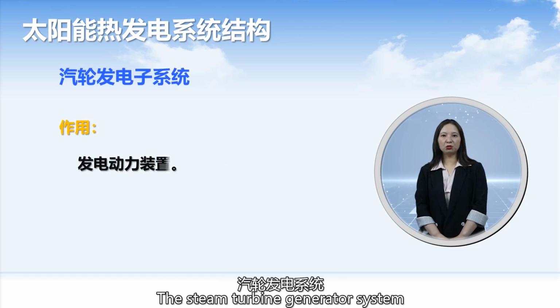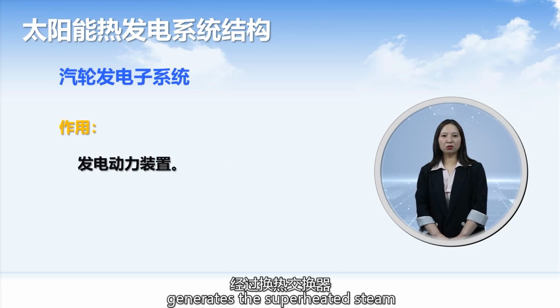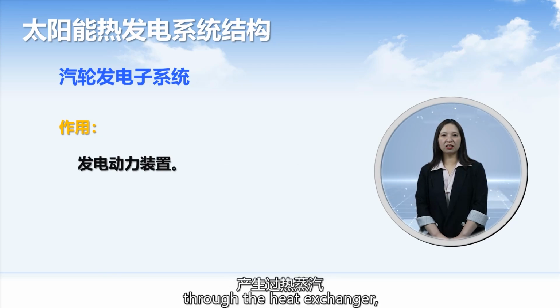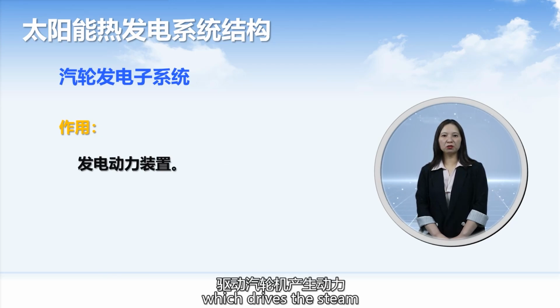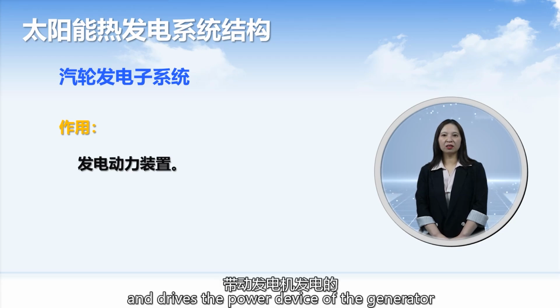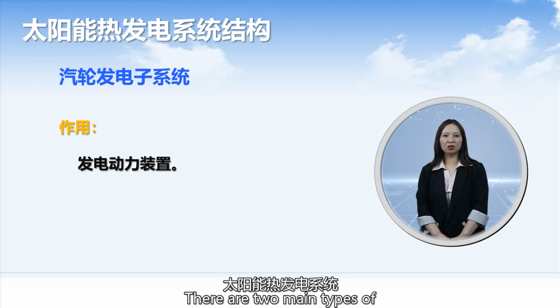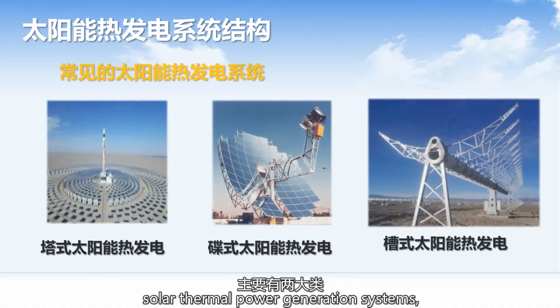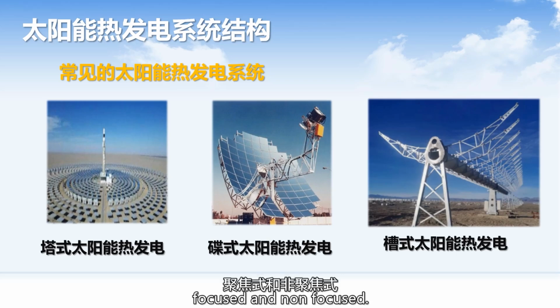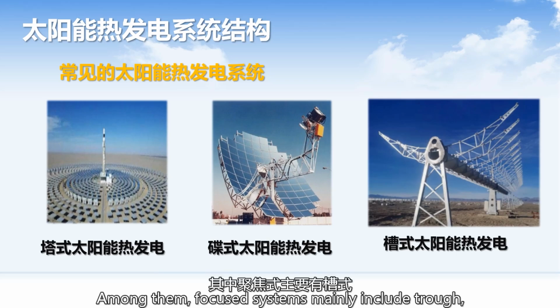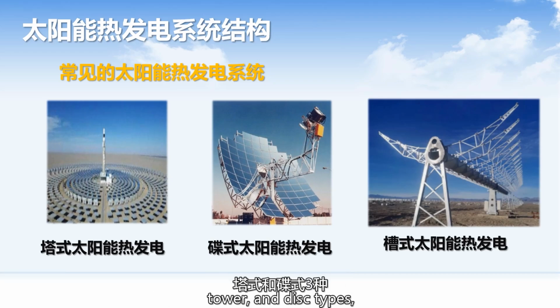The steam turbine generator system generates the superheated steam through the heat exchanger, which drives the steam turbine to generate power and drives the power device of the generator to generate electricity. There are two main types of solar thermal power generation systems, focused and non-focused. Among them, focused systems mainly include trough, tower, and dish types, while non-focused systems are not very common.